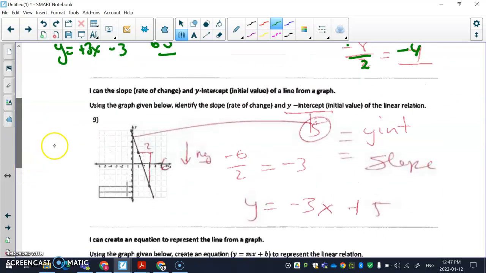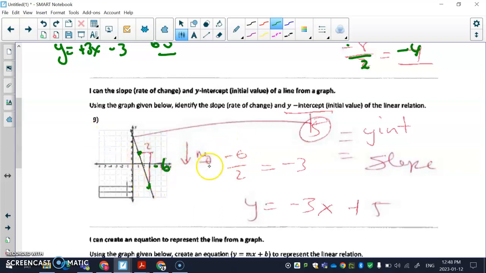Okay, and then off a graph, you're just going to get the initial value here, which is 5. And then you look at the slope and you say, how do you get this? You just take two points and figure out how far you have to go over. So I found this point and this point are the two easiest to look at. And you say, how much did I go up or down? I went down 6.